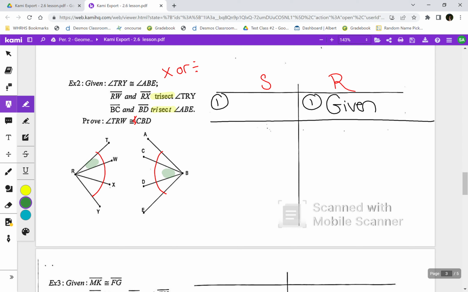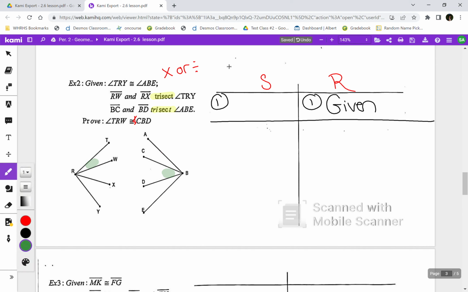Maya? Wouldn't they automatically all be congruent because they're being trisected? It would only work if the original big angles were congruent. So let's say the big angles weren't congruent. Let's say this angle was, I don't know, 90, and this angle was 60. Then this trisect would be 30, 30, 30, and this trisect would be 20, 20, 20.